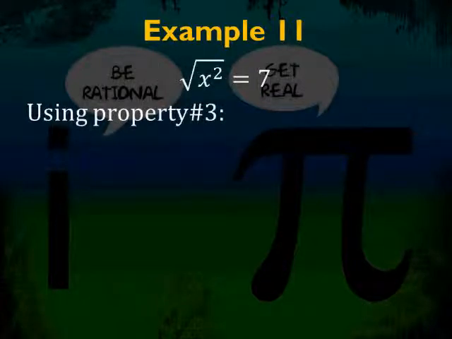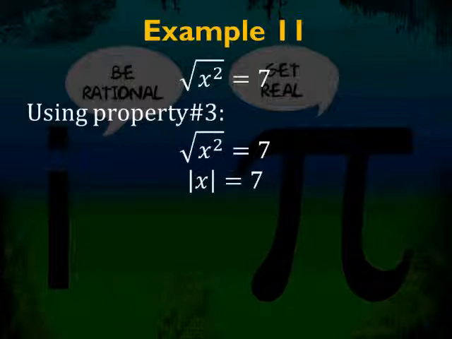Number 11, we have the square root of x squared equals 7. If we use property number 3, and this is where things get a little tricky, we know that the square root of x squared equals 7. So this is where you have to use the absolute value. So the absolute value of x equals 7. If the absolute value of x equals 7, then x can be either plus or minus 7.